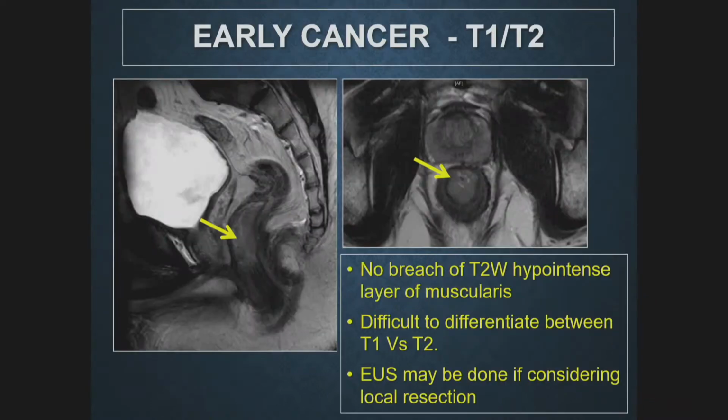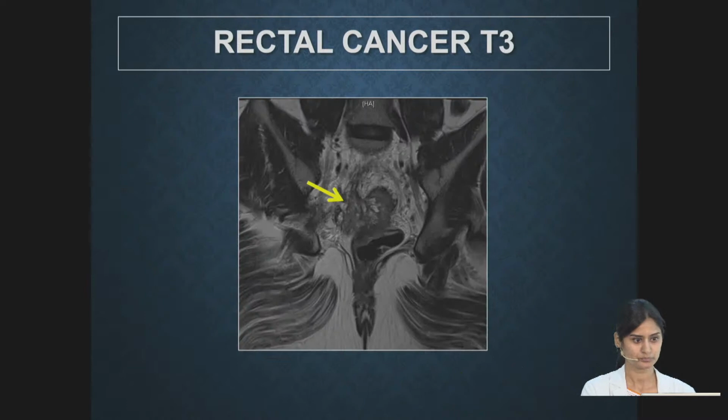Now in this case, we see a lower third rectal tumor. In the axial image, you can see that the tumor is mostly in the posterior half. It is touching the muscularis layer, but we are not sure if it is actually infiltrating the muscularis. So it could be either T1 or T2. And so EUS in this case will have a complementary role in determining T1 versus T2 staging.